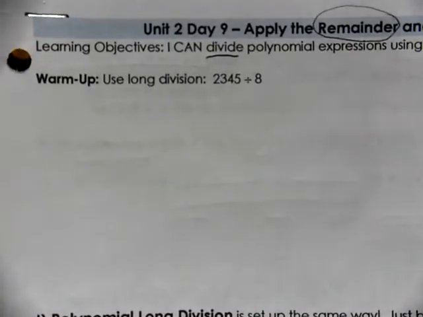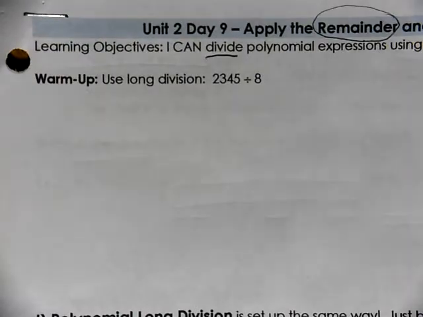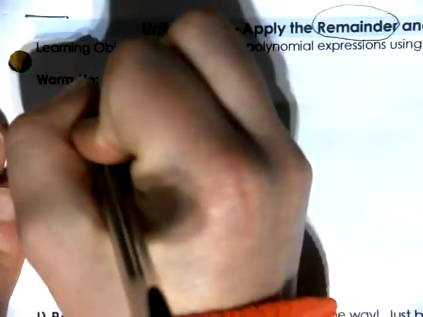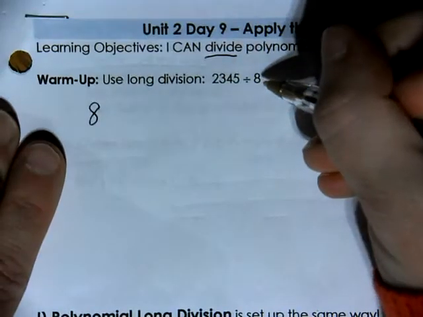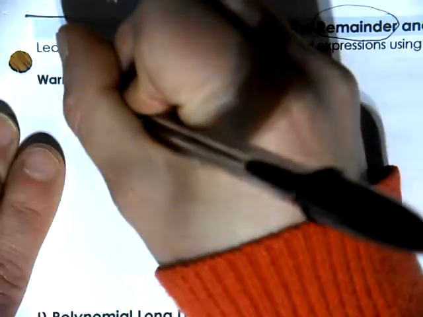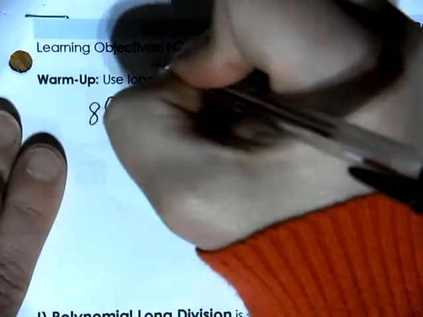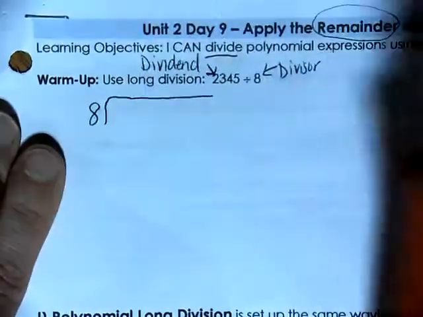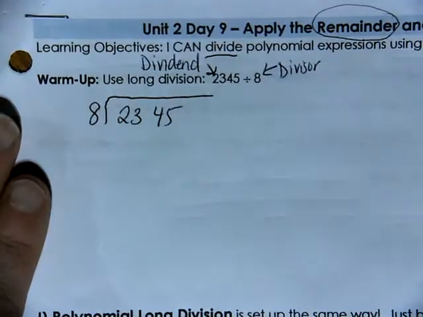So our warm-up for today is to remind ourselves how to use long division. So I'm going to try to make this as clear as I can. I appreciate your patience. There we go. So in long division, we have 2,345 divided by 8. And what we do is we put 8 on the outside. This is called the divisor. And then on the inside of the box, we're going to have what we call our dividend. So I'm going to write 2,345.